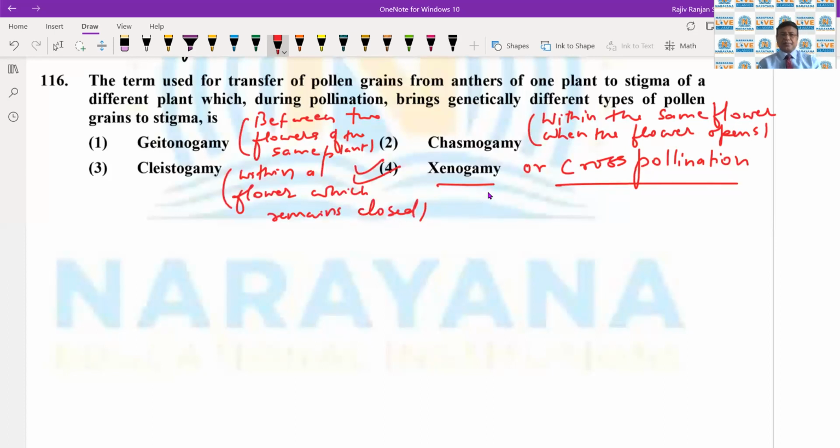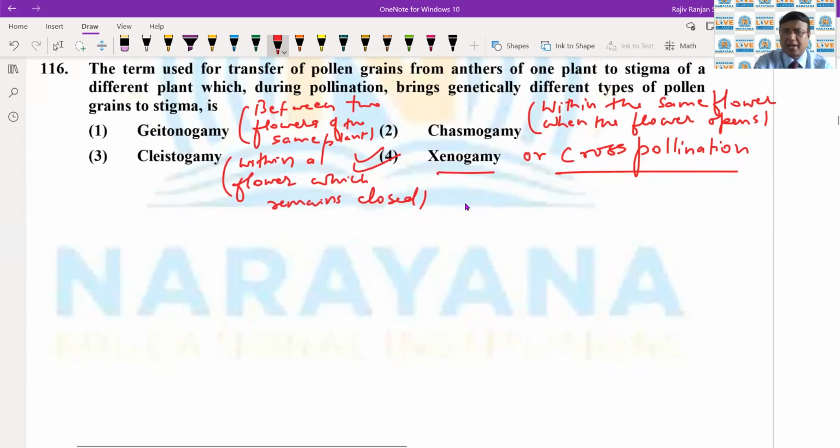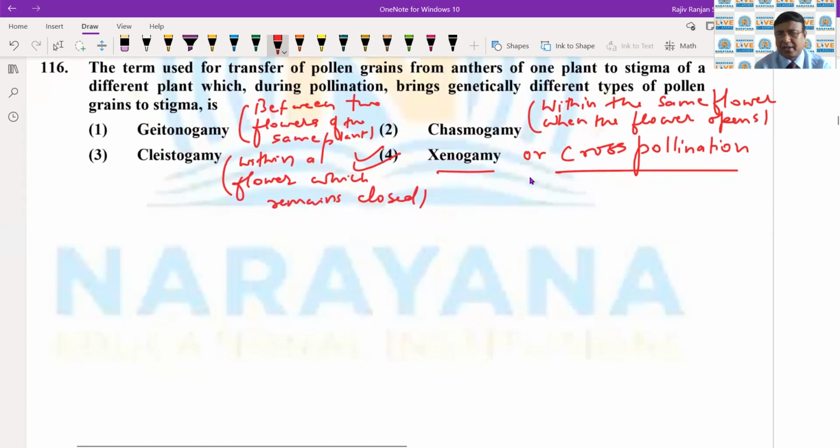Okay, so chasmogamy is found in Mirabilis and Catharanthus. For cleistogamy, a very good example is Commelina benghalensis. Geitonogamy is found in the case of cucurbits, and xenogamy is found in Salvia and Yucca, where special insect adaptations and flower adaptations are there for this purpose. Or where the birds pollinate, or wind pollination is there, like the monocots such as maize, wheat, etc. So xenogamy or cross-pollination takes place. So the correct option is xenogamy or cross-pollination.